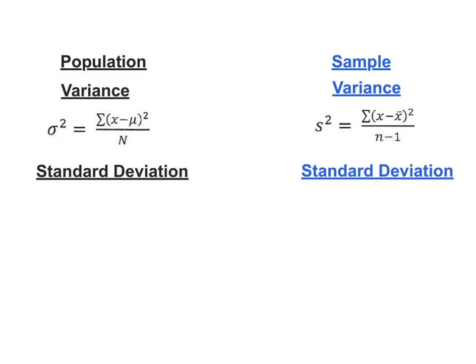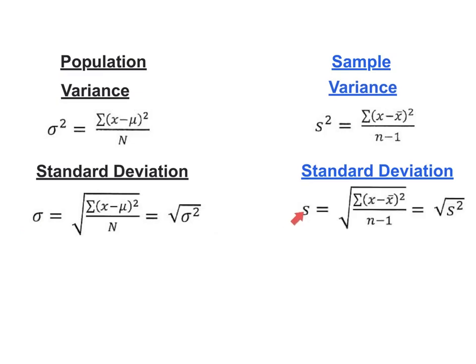Now, the standard deviation is just the square root of those. When I'm looking for the standard deviation, sigma is the standard deviation for the population, and it's just the square root of all of this. Again, the square root of sigma squared, which is the variance. And then the standard deviation for the sample is just S. And again, it's just the square root of all that.